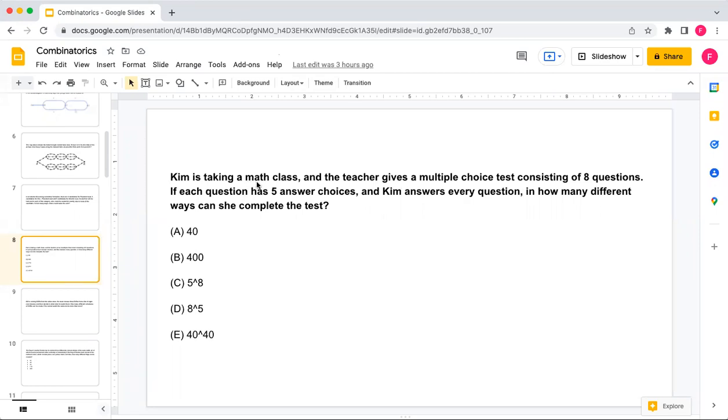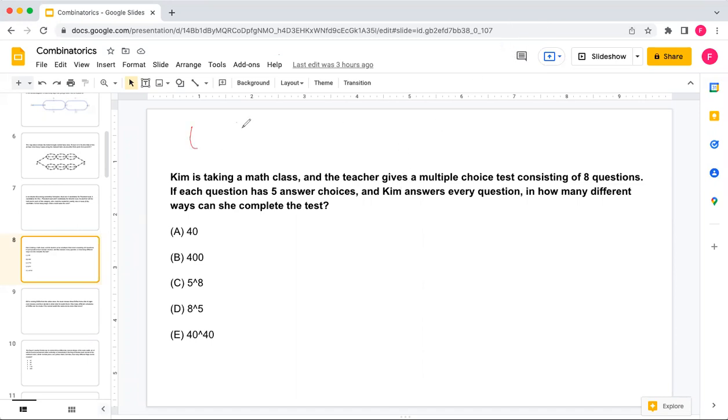Kim is taking a math class and the teacher gives a multiple choice test consisting of 8 questions. If each question has 5 option choices and Kim answers every question, in how many different ways can she complete the test? So what is exactly happening here? There is a test consisting of 8 questions, and for each question there are 5 answer choices, and the person should attempt all of these.